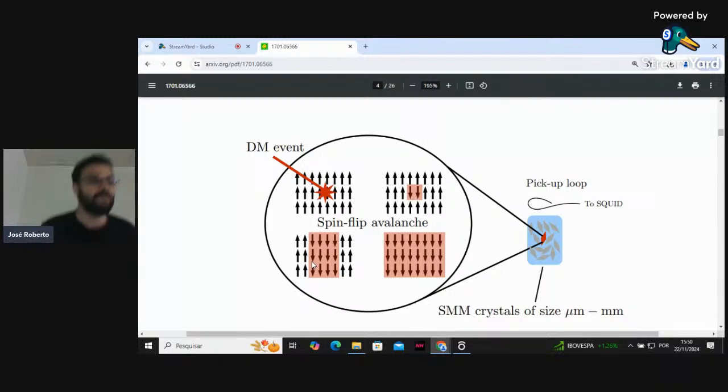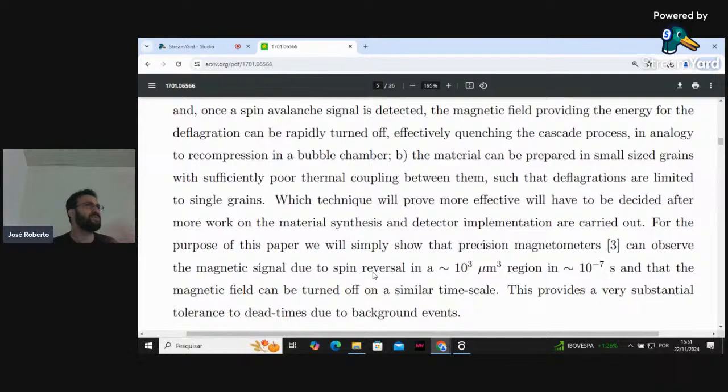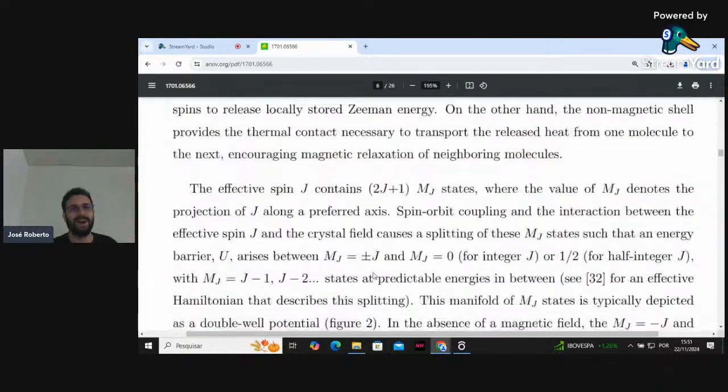Okay, so the preparation of the materials, it says you just put the crystal on a tabletop, put it at very low temperatures, and apply a magnetic field and hope that they are in a metastable state. You can do that, but that's very specific, and I don't know exactly how you do that.